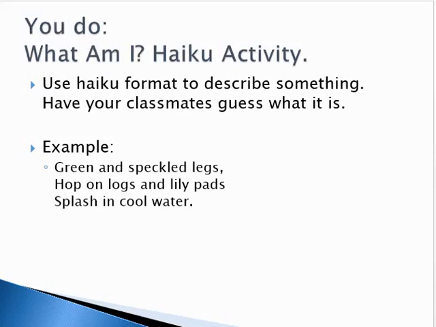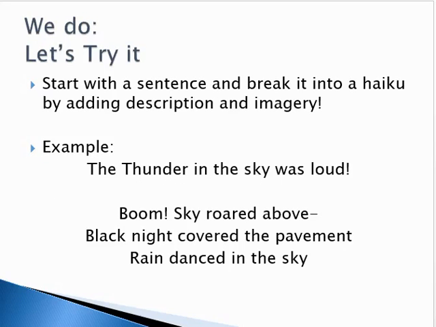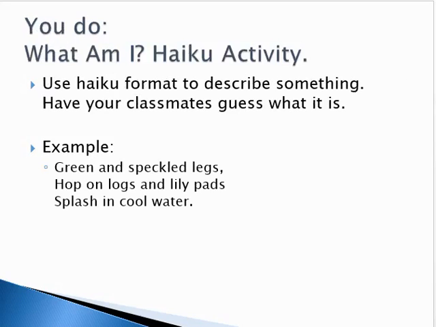Here's an idea. If you're stuck, you can't come up with one sentence that you want to expand into a haiku, come up with an activity where you think of an animal or you think of something in nature. And without naming it, describe it. Use your descriptive words. Use your imagery. The sounds it makes, what it looks like, color, shape, sizes, what it smells like. Use your imagery, guys. Come up with something and then describe it in 3 lines following haiku format. 5, 7, 5. Here's an example.